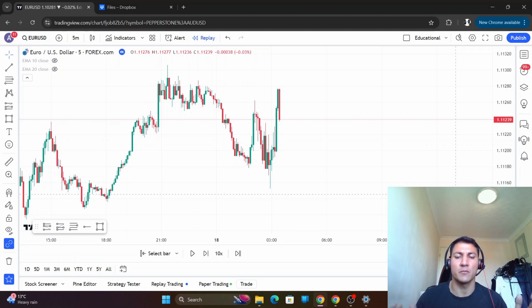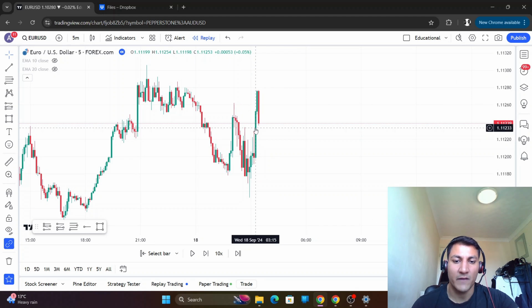So what even is the Silver Bullet? The Silver Bullet literally is just you enter on a fair value gap and you target the most obvious high or low. That's all it is. That's all a Silver Bullet strategy is. And yeah, so what you want is a fair value gap to enter on.